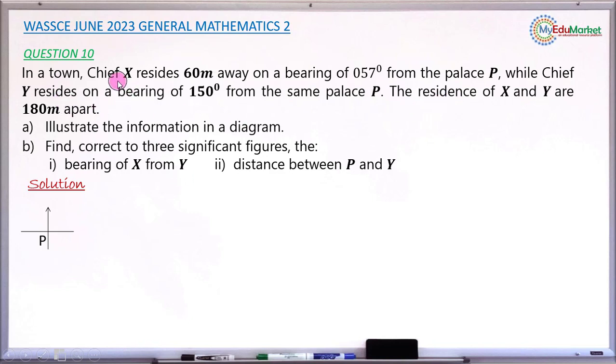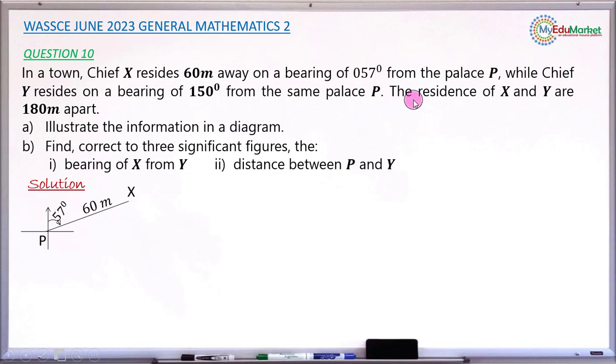Starting with Chief X's residence, which is 60 meters on the bearing 057. Remember, we always start from the north line and move in a clockwise direction. So starting with the north line, this will now be angle 57. Then the direction of residence X from the palace P will be along this line. It is 60 meters away in this direction.